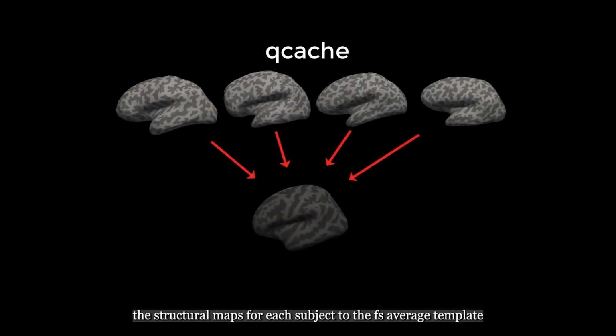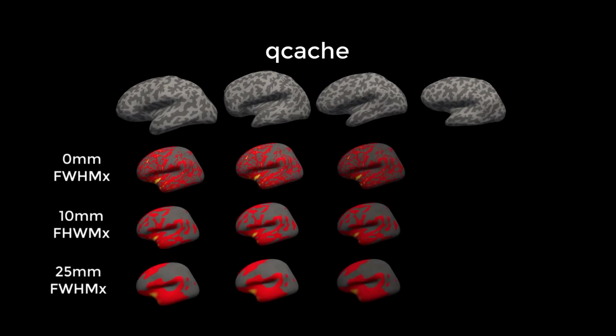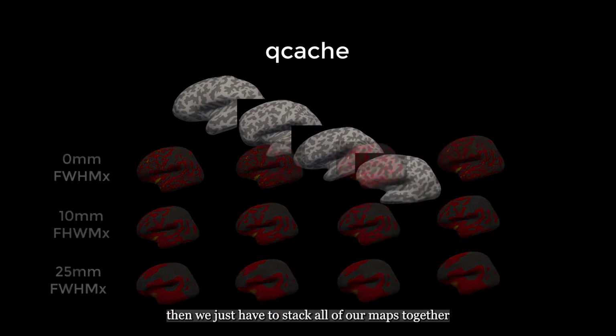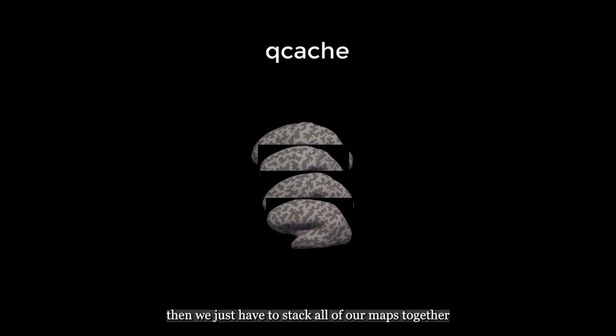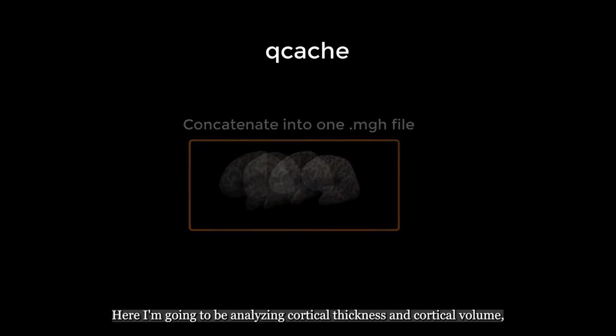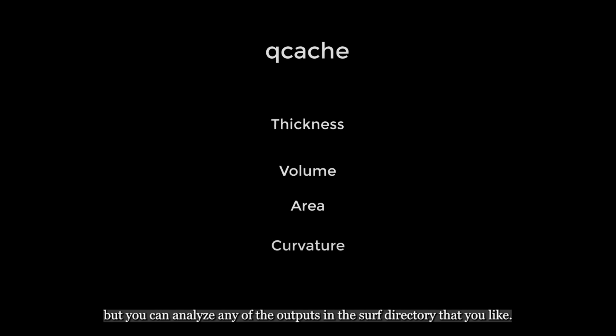First, remember the QCache option? That resamples the structural maps for each subject to the FS average template and smooths the maps at different kernels. If you've already included that option during recon-all, then we just have to stack all of our maps together for a group analysis. Here, I'm going to be analyzing cortical thickness and cortical volume, but you can analyze any of the outputs in the surf directory that you like.